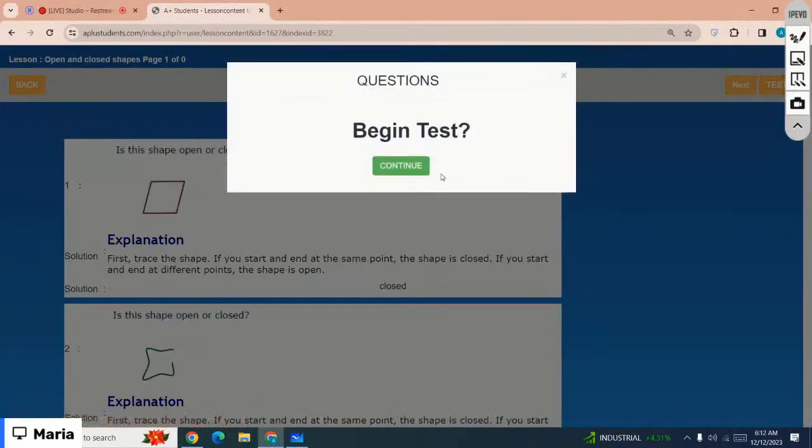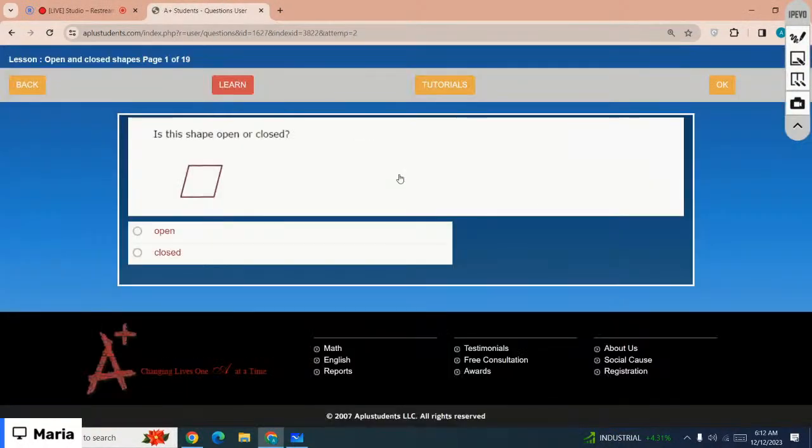Let's just start with the test questions. Okay, is this shape open or closed? Which is the correct option? If you start tracing the shape, you start and end on the same point, right? So is it open or closed? This is a closed shape, right?